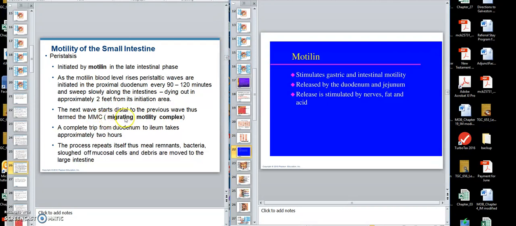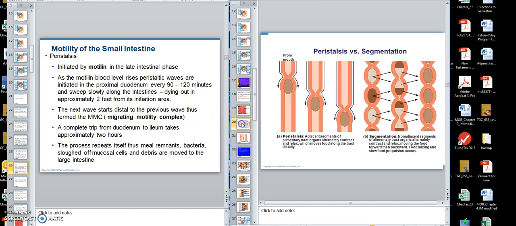And what happens is this migrating motility complex. They move 2 feet, then die out. Then another set picks up from there, and then another set picks up from there. So those pacemakers in there, the migrating motility complex, keep propelling this down. A complete trip from the duodenum, the first part, takes about 2 hours. Okay? The process repeats itself.